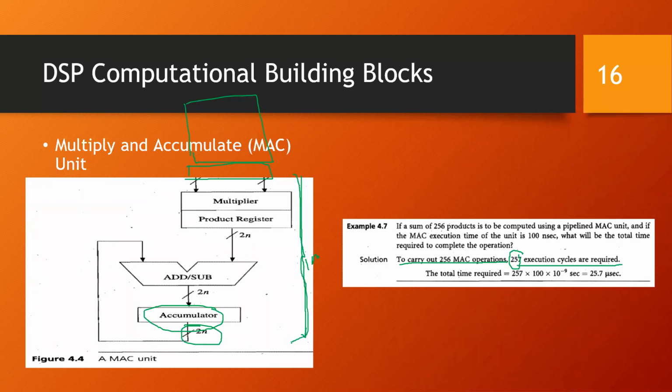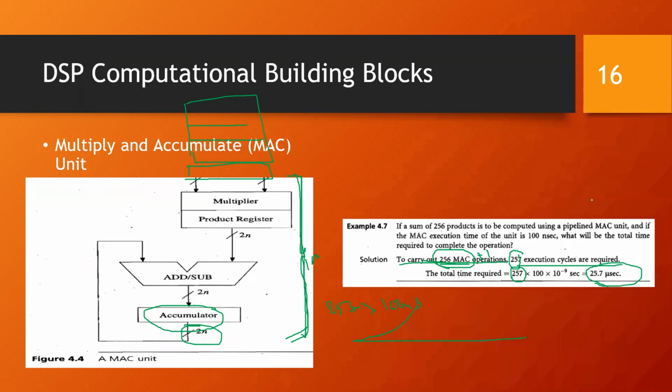The remaining operations work like this: when the first number is getting added over here, the next number comes in line and stays. So there is a total of 256 operations plus one operation performed in the initial stage. Therefore it will take 257 execution cycles. This will be executed 257 times, so it is 257 into 100 nanoseconds, which is around 25.7 microseconds.